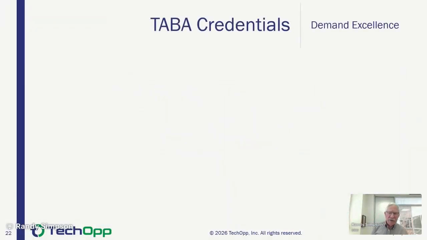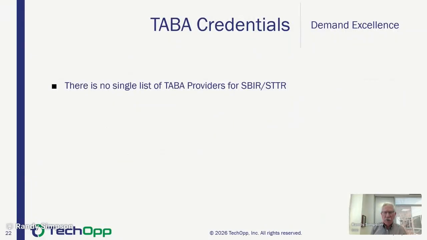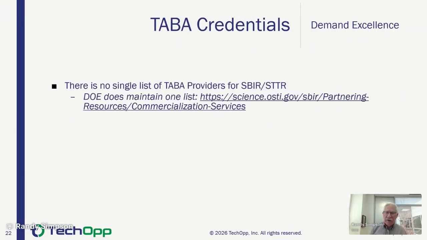I think you need to demand excellence in this matter. You don't want someone that's just going to send you a 300-page market survey they bought from somebody in India. I don't think that's really valuable. I think you really want to research people and get someone who's going to really help you. There is not a single list of TABA providers for SBIR STTR. DOE does have one list, which you can find there.